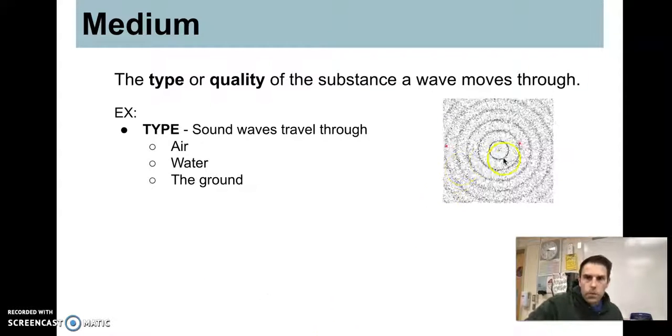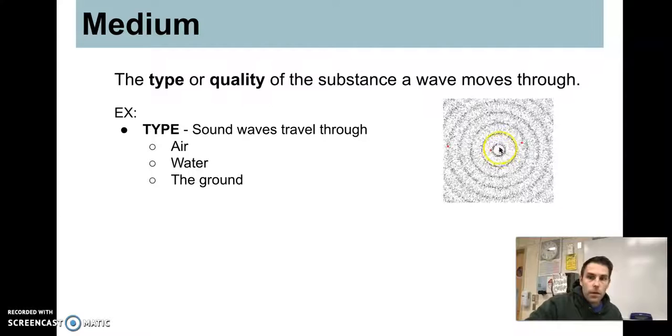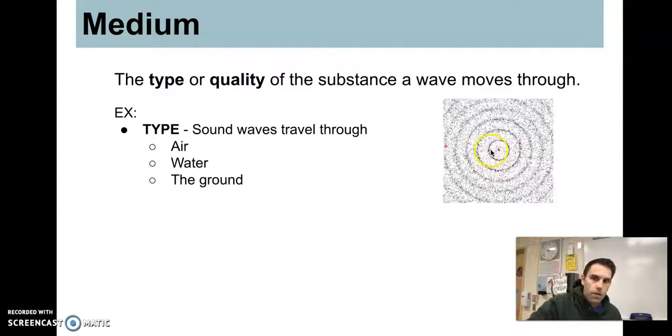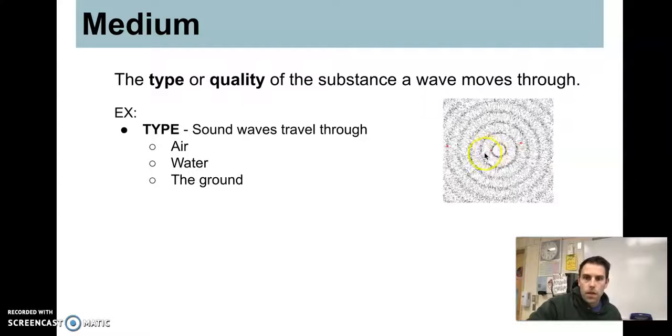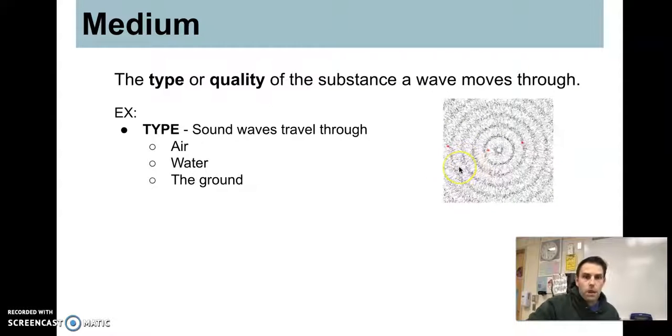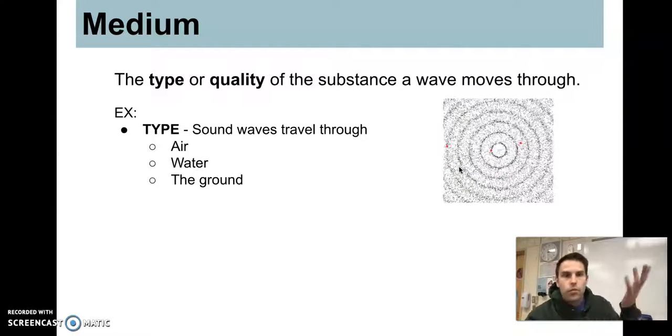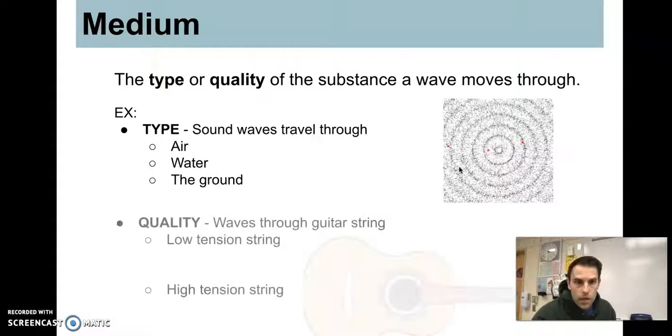So we can imagine that these would be maybe sound waves coming through a speaker, and we can see that the air molecules, for the most part, are going back and forth, but if we look at the red dots, they're staying in one spot, but the energy is being propagated throughout. All right, so air, water, the ground, those are all different examples of mediums.